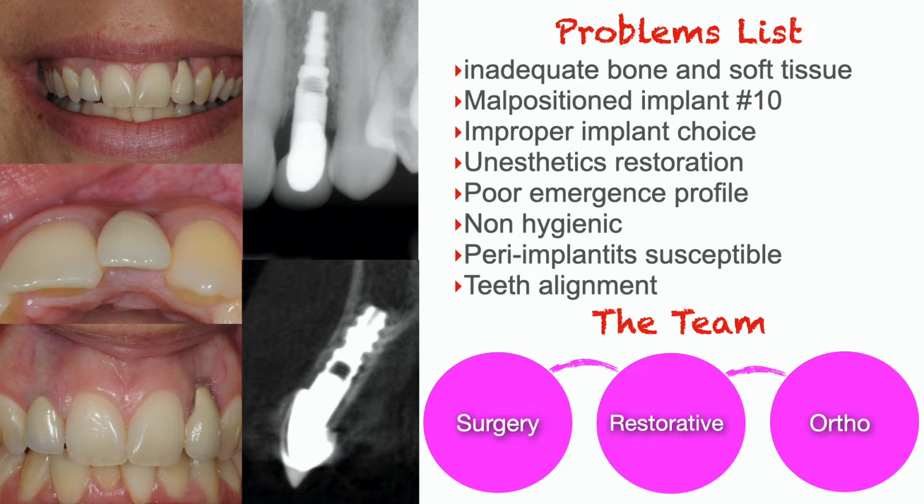An aesthetic, poor tissue, thin tissue biotype, malpositioned tooth. This is definitely a tooth that is outside of the alignment of the arch, and maybe outside of the arch. So, because of the problems at hand, we needed a team.